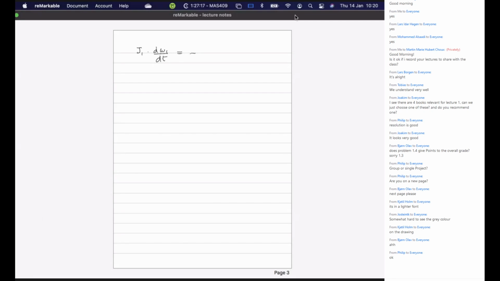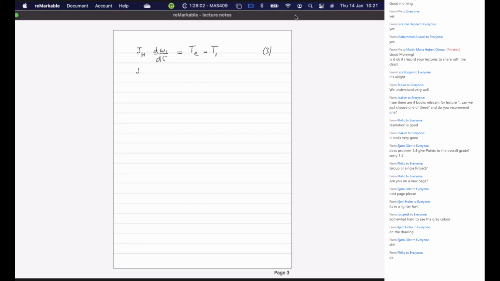J1 d omega 1 over dt, that will be the torque applied by the motor, Te, minus T1. So minus or plus the torque from the gearbox to the rotor, which is equal to minus the torque from the rotor to the gearbox. So it's minus T1 here. That's my equation 3.